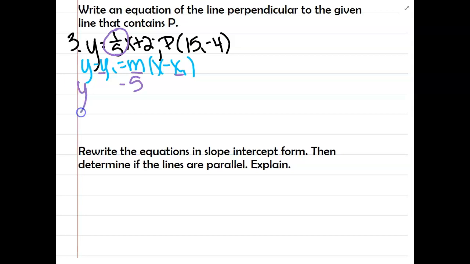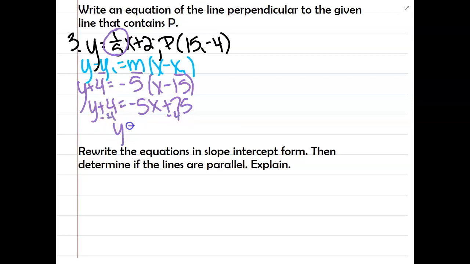So we'll do y minus a -4, return to a y plus 4, equals -5 times x minus 15, and then convert it to slope-intercept form. Y plus 4 equals -5x plus 75. Subtract 4 from both sides. We have y equals -5x plus 71.